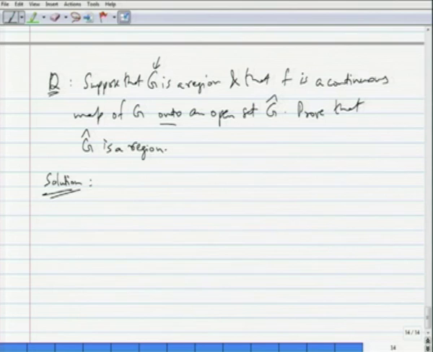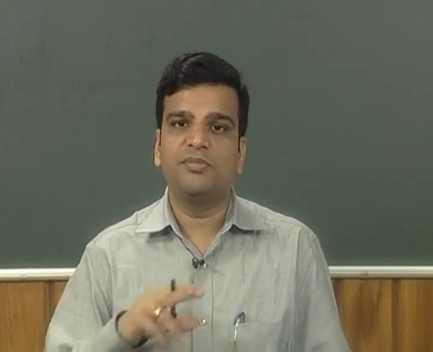Okay. So, let A and B be 2 points in G hat. Okay. So, recall what we have to show. In order to show that G hat is a region, we have to show that these points A and B are connected via a polygonal path. Okay. So, we need to demonstrate this path.